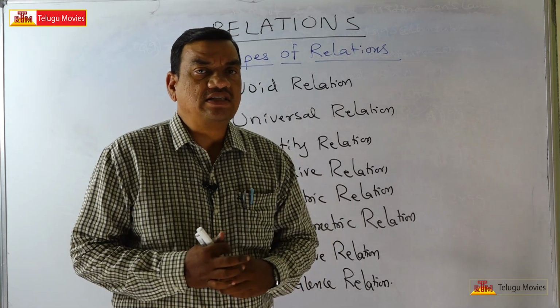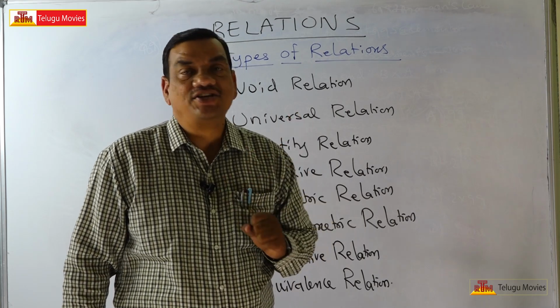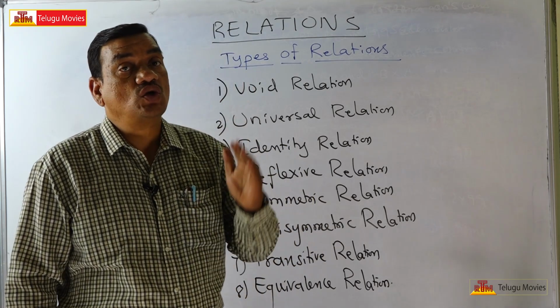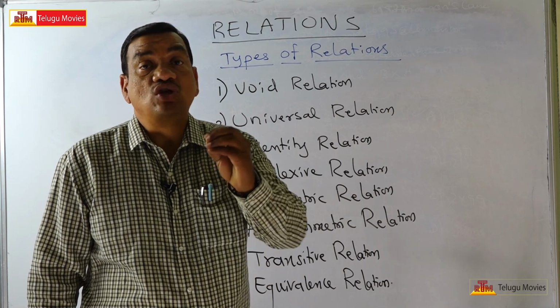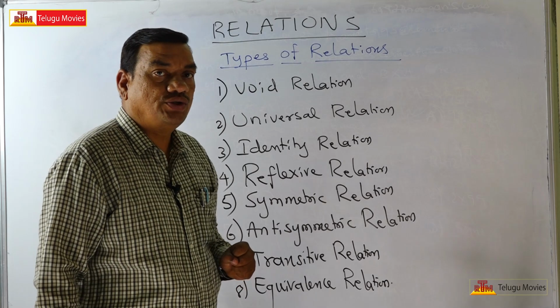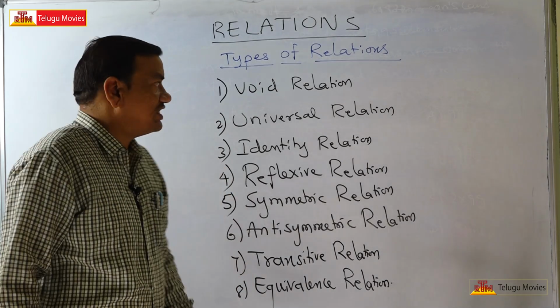In the last two classes, I explained what a relation is, the domain of a relation, the range of a relation, and the codomain of a relation, and we did some problems on relations also. In this class, I am going to explain the different types of relations.